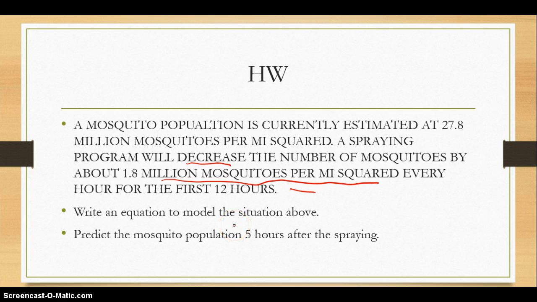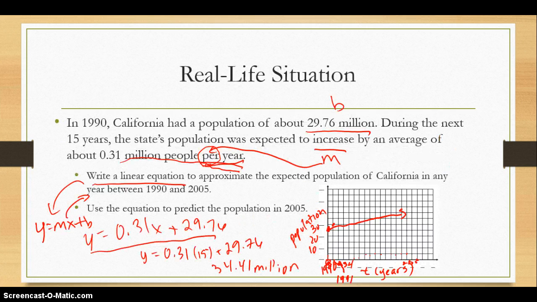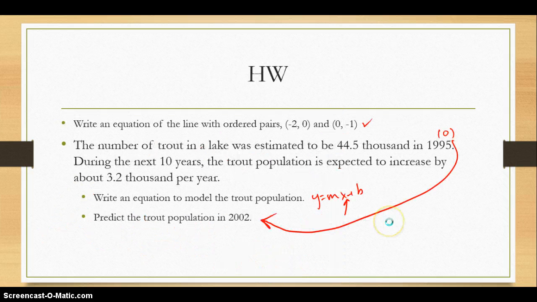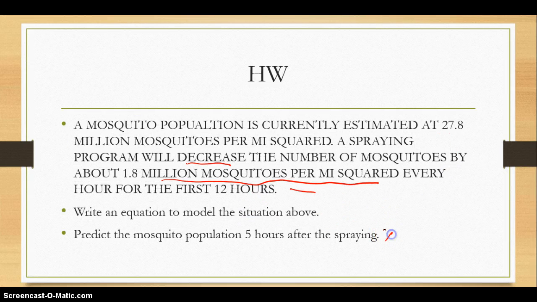Don't worry. Look back in your book or email me if you have any questions about story problems. It's always good if they ask you to make a graph. Make sure you make a graph to represent what we're talking about. In your answer, I didn't write it in a sentence, but your answer should be in sentence form. So in 2005, the state of California had a population of 34.41 million people. So think about writing a sentence down for the trout question and also the mosquito question here.